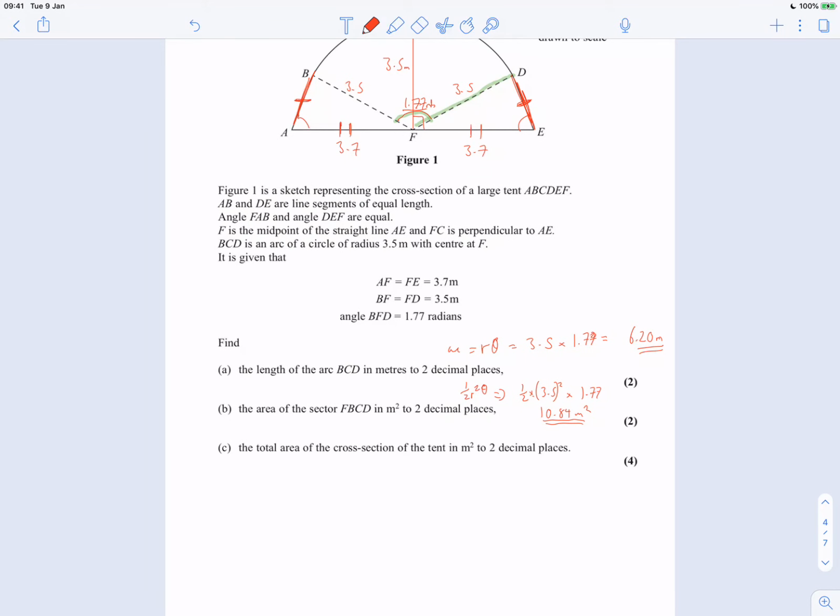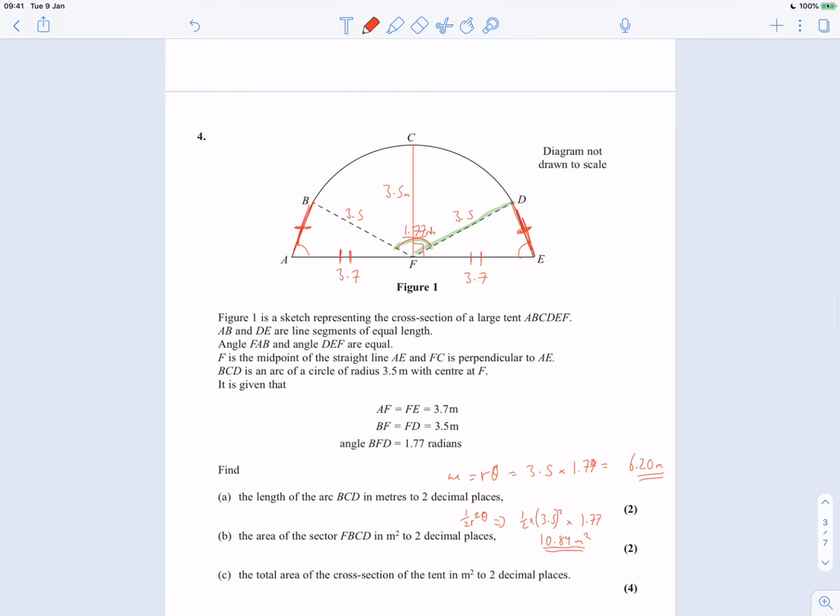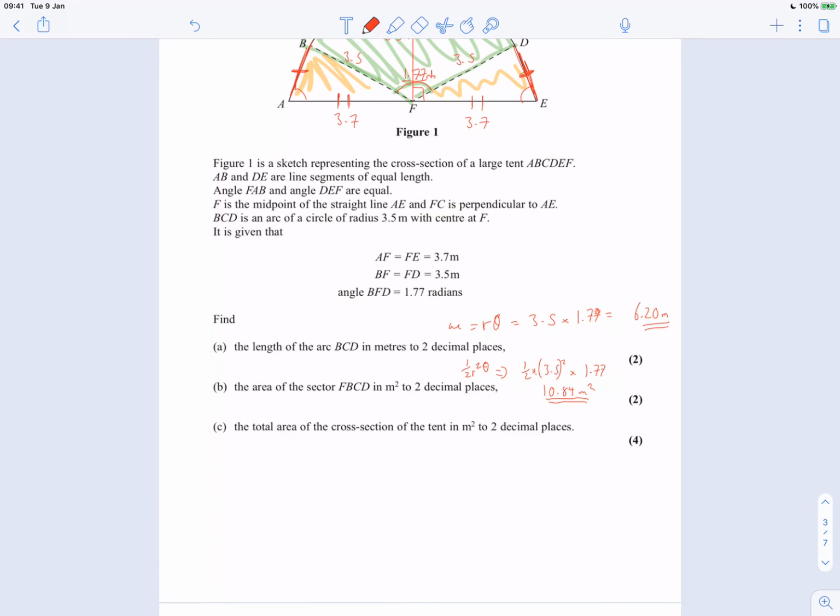And then find the total area of the cross section of the tent to 2 decimal places. Well, I've got this green sector bit now. If you think about it, I've got all this. So really, all I have to do now is add on the area of these 2 triangles. I think I can do that because the total area is going to be 10.84. Well, I tell you what, we won't round.